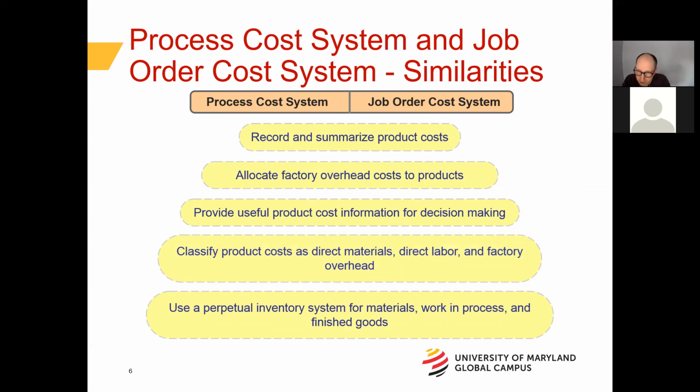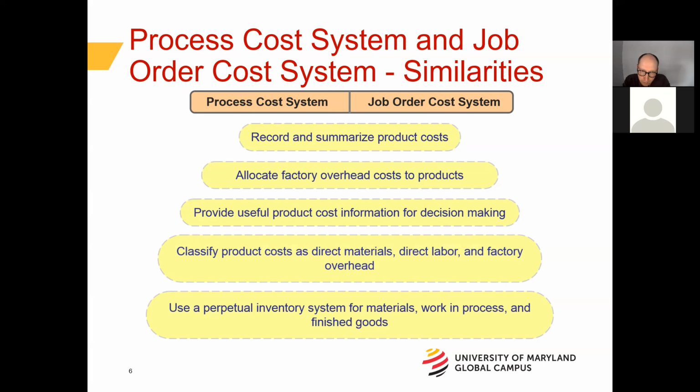But we can see the comparison, right? We have a really good understanding of the difference between process and job. Process, they do things continuously, regardless of customer order. And job order, they do it based off the customer's job.